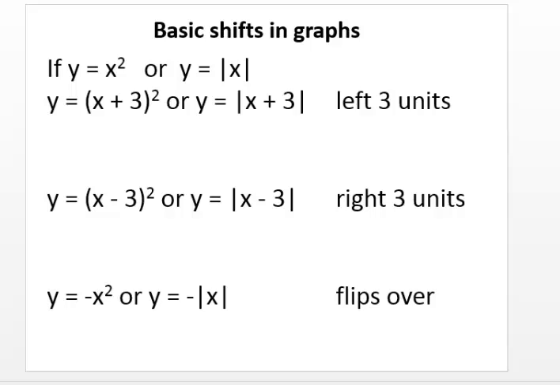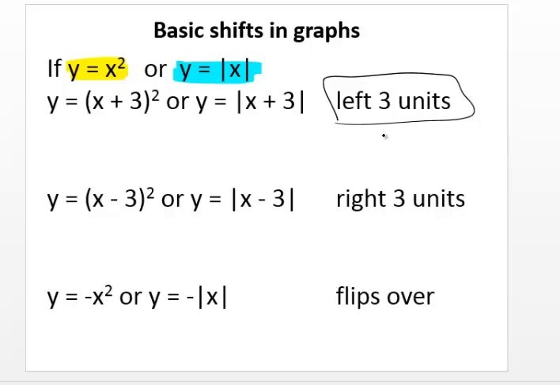Three other basic shifts in the graphs we're going to look at are right and left, and then it flips over. So there's our starting graphs. Y equals x squared and y equals absolute value of x. You can see that if I have a plus 3 on the inside of the parentheses, that will be shifting the graph to the left, or if I have a plus 3 on the inside of the absolute values, that'll shift it to the left.